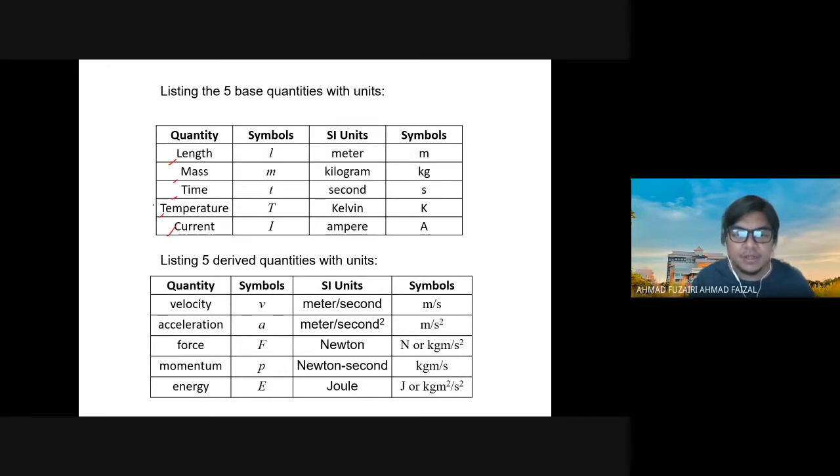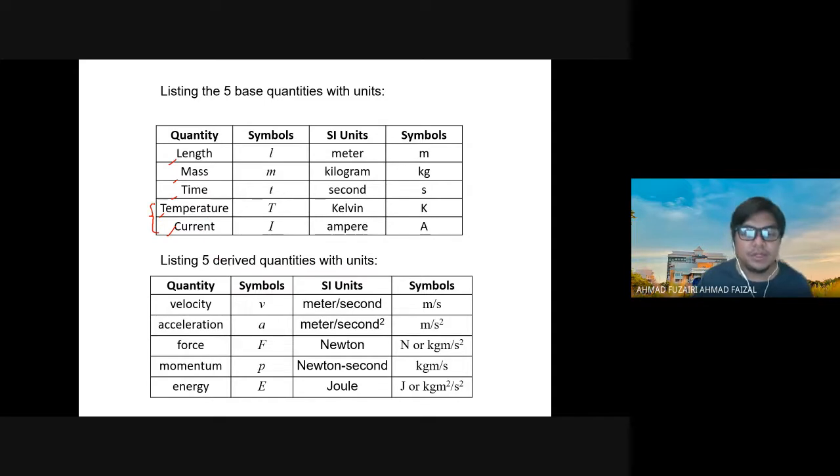Basically, temperature and current, we will see these quantities later on, when we learn about the chapter of thermal physics. And current, we will use these basic quantities in semester 2, where we want to learn about electricity.